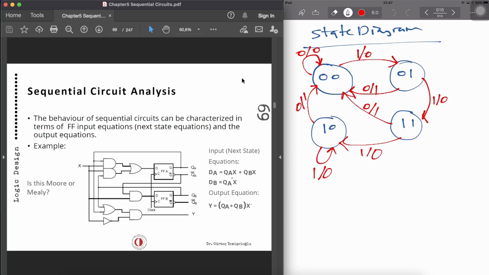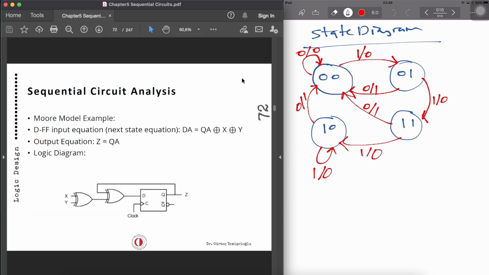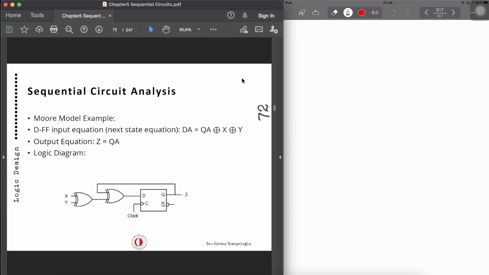Okay, so we can do one more example where the input equations are given for this circuitry. We have got XORs in the diagram, as you can see. So X, Y are two inputs, and we have got Z as an output and one flip-flop. Okay, so the input equation is dA, it's the feedback A XOR X XOR Y. And Z is just A. That's it.